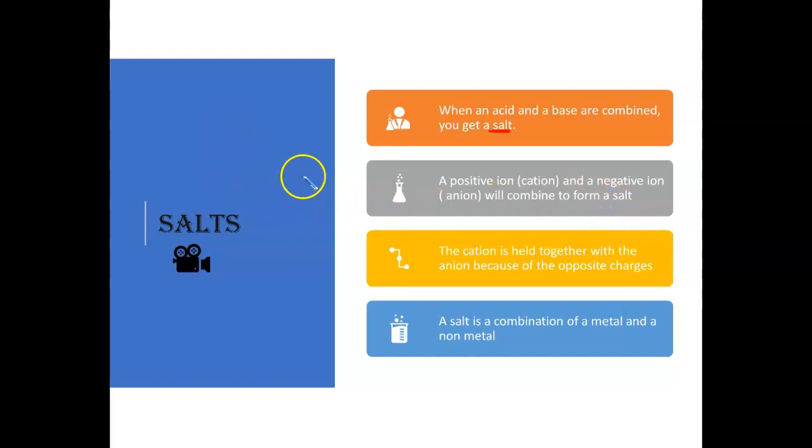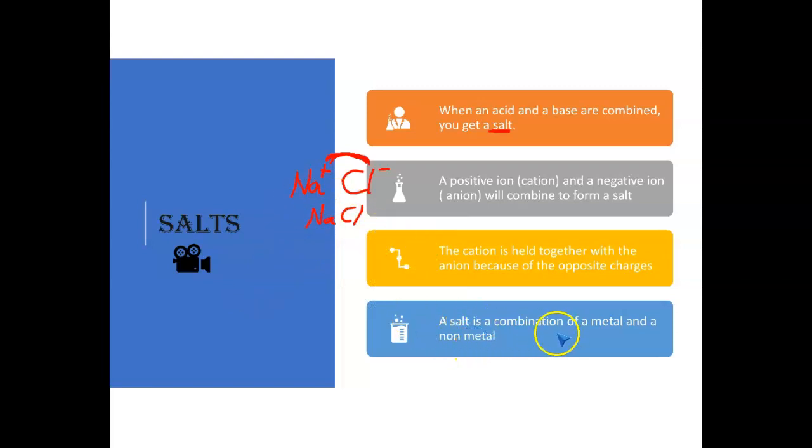We see this, for example, in sodium, which is a positive ion, a cation, and chlorine, which is a negative ion, or an anion. And when these two are combined, you get sodium chloride, which is just table salt. That's exactly what it is. The cation is held together with the anion because of the opposite charges. So opposites attract, and these two combine and are held together with an ionic bond.